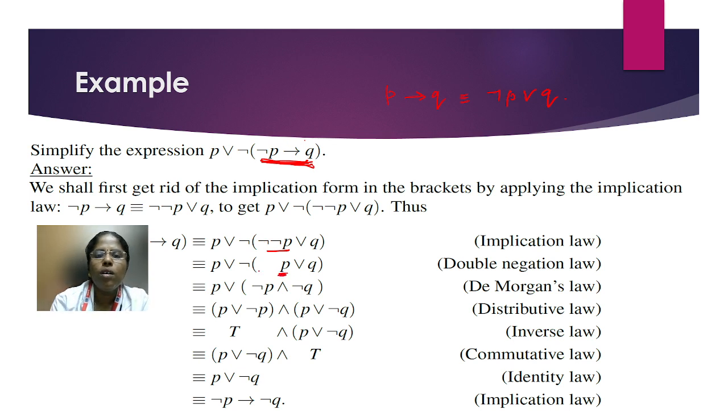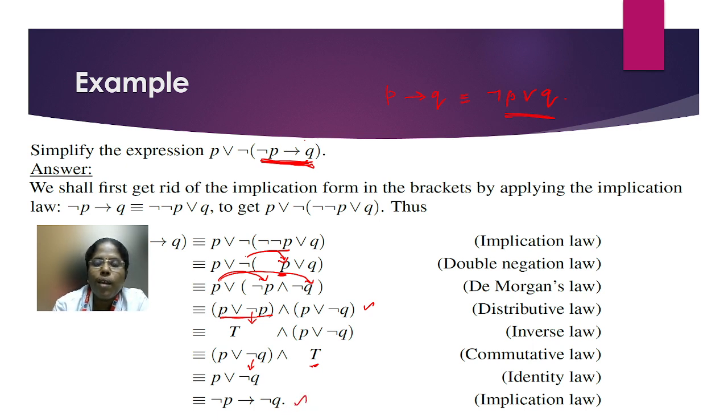This is double negation law. Then we go for De Morgan's law, that is, apply the negation inside and change or as and. So we have got not P and not Q. Then apply the distributive law here: P or not P, and P or not Q. After applying the distributive law, we are getting true here by inverse law. Then I am using the commutative law to interchange the place. Then using the identity law, you will get the same value here. See, this is the same as the implication law, so you will get not P implies not Q. So this is the simplification.